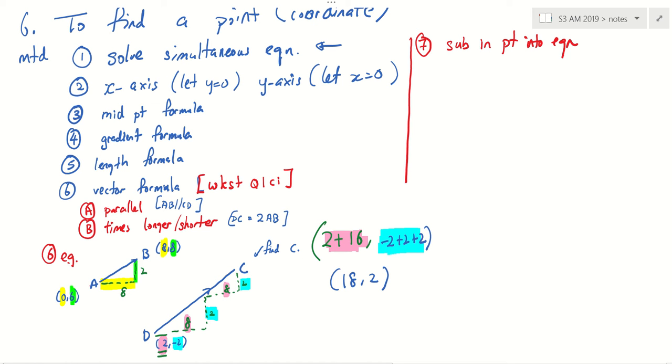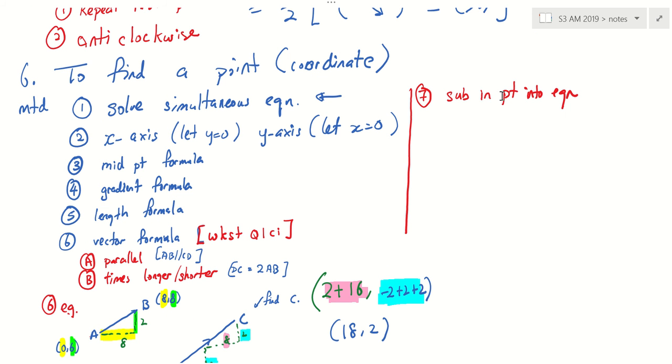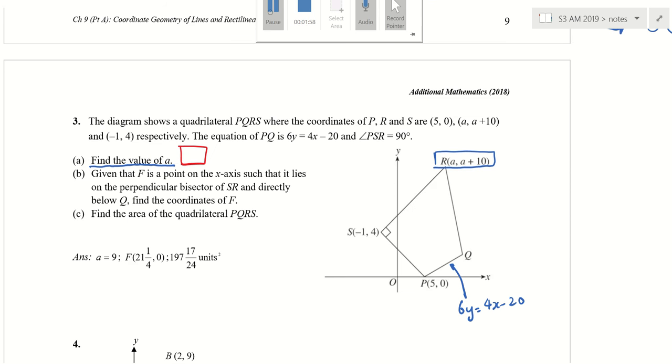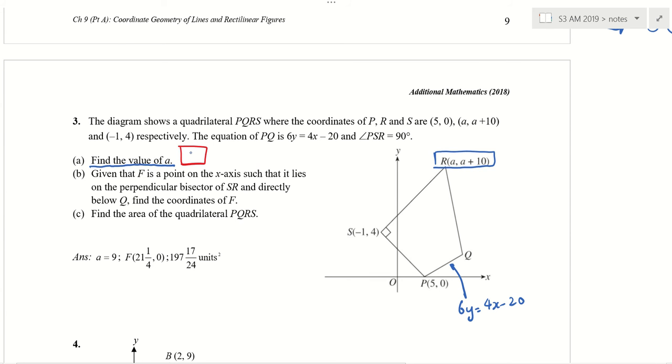So can I demonstrate to you how do you sub in a point into an equation? Xinhui, better record. Must the point lie on the equation? It must. The point must lie on the equation. So it is not actually number 7. This is actually number 4. So it's actually use the gradient method.